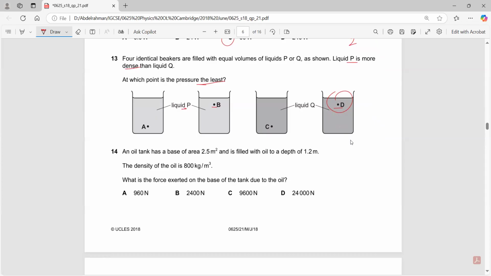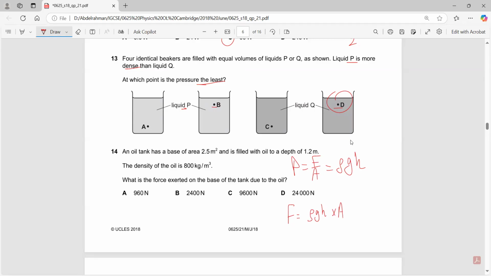Pressure. We can solve this question using pressure. Pressure equals force over area, which is also equal to rho gh. You need the force, so we can say that the force is equal to rho gh times the area.